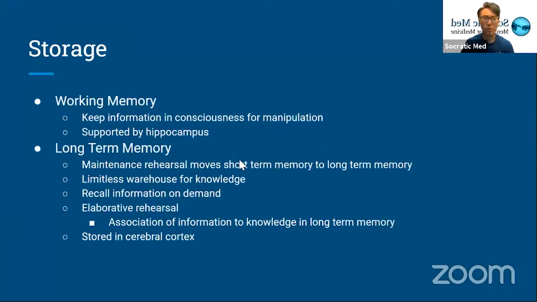And then next is working memory. That's when you keep information in your consciousness for manipulation. So when you're doing math, or you're answering a particular question about a specific topic, that's when you're using your working memory. You're taking something that was in either your short-term memory or long-term memory, and keeping it in your working memory so you can manipulate it. That's also supported by the hippocampus. So the hippocampus is responsible for working memory and also short-term memory.